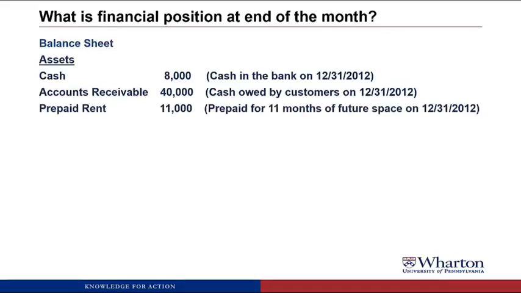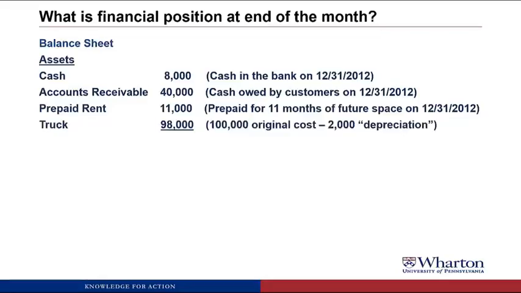Prepaid rent is an asset. We paid 12 months in advance for rent. We've used up one of those months, but we still have prepaid 11 months of future space at the end of the month. That's an asset. The truck is an asset. That's something that we can use to run the business for the next 47 months. So we have a total of $157,000 of assets.